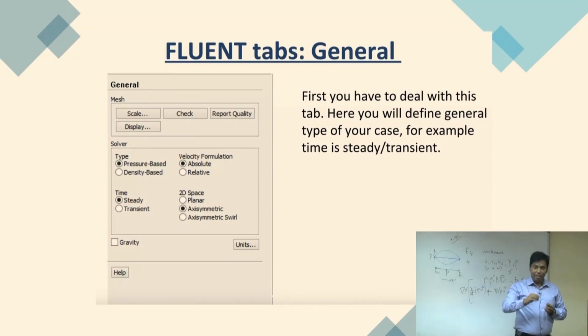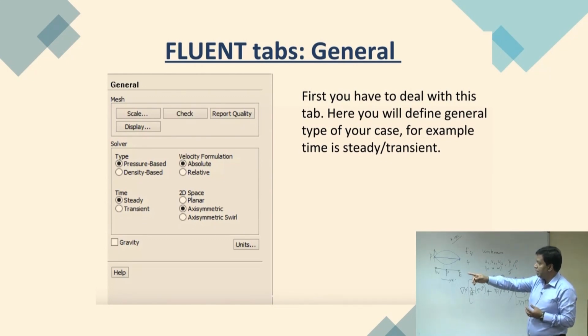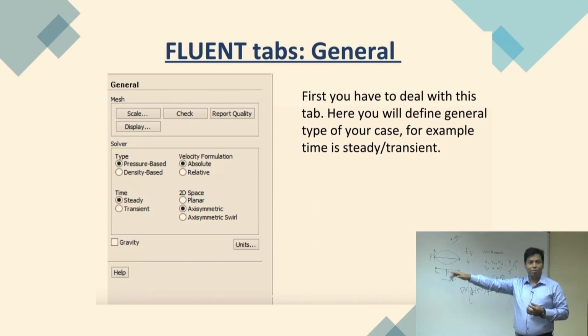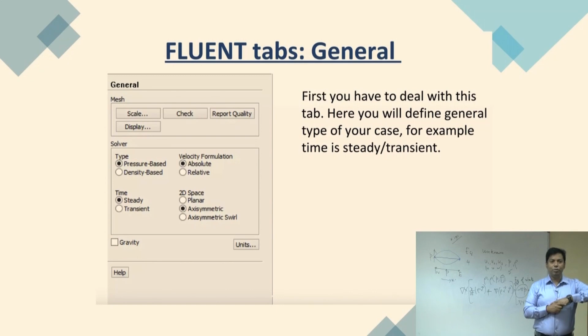Or if you want to see the development of the flow, or development of something from the beginning, you should use the transient one. And the transient one is more complex and it needs a lot of time and also some analytical ability. And the 2D space: if you have a 2D problem, is it the axisymmetric case or planar case? You have to choose from here, just tick it there. And the gravity, do you need the gravity or not? Is your problem related to some gravity?